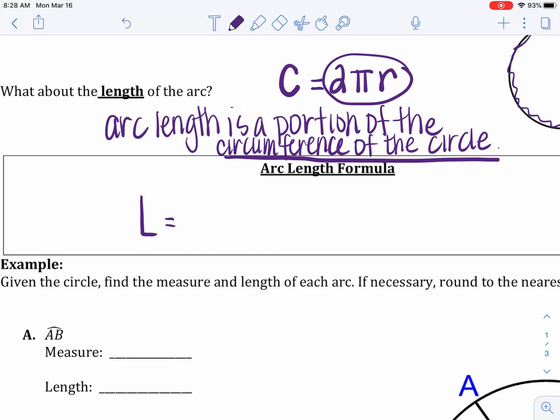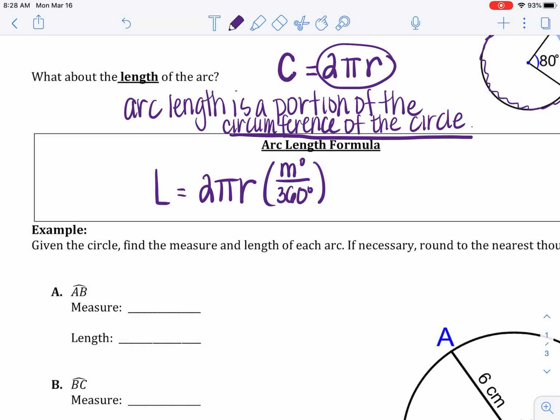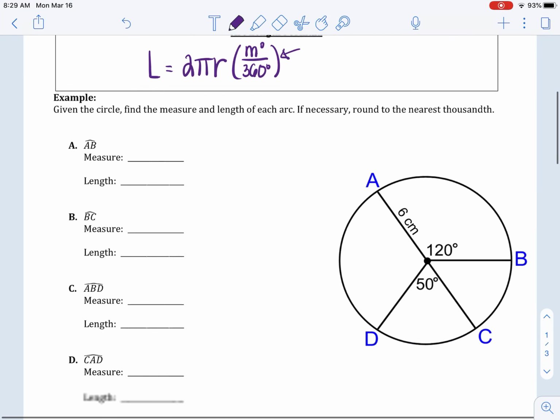We use capital L equals. You're going to use the circumference formula, 2 pi r, but you're only going to take a portion of that. You're going to take m degrees of the 360 degrees. Realize this is going to take a percentage of that, and that's what we're doing here. All right, so you do need to know the formula. The formula will not be given to you, but if you memorize the circumference formula, then it's not hard to add on that you need m of the 360 degrees.